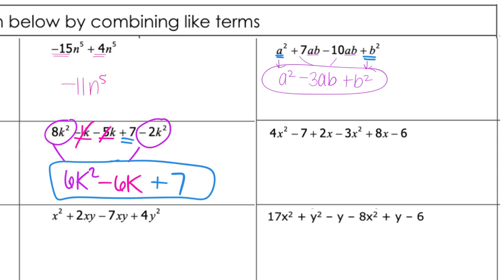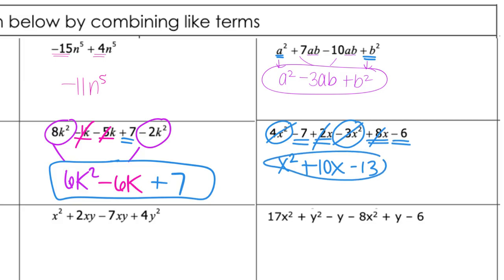Okay, next one, same thing. I'm going to start with the highest exponents here. So we're going to start with those. 4 minus 3 is 1. Now, you don't have to actually put the 1. You can put it if you want to. You can put a 1 right here if you'd like, but I typically don't do that for 1s. And the regular x's would come next. 2x plus 8x is 10x. And then finally, negative 7 plus negative 6 gives us negative 13.